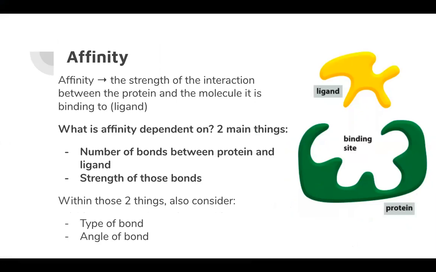Okay. So the affinity is dependent on the strength of the bond and how many bonds there are between a protein and a ligand. And it's always good to consider the angle of the bond and the type of bond that exists.